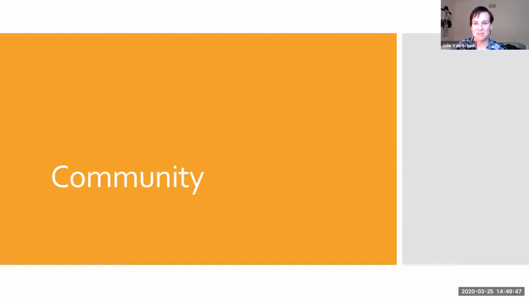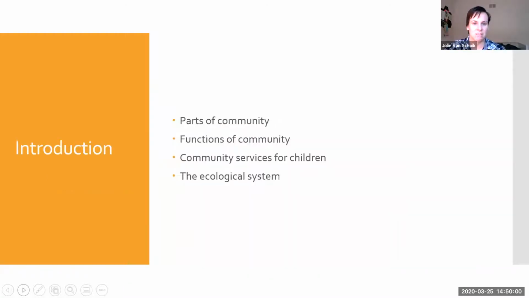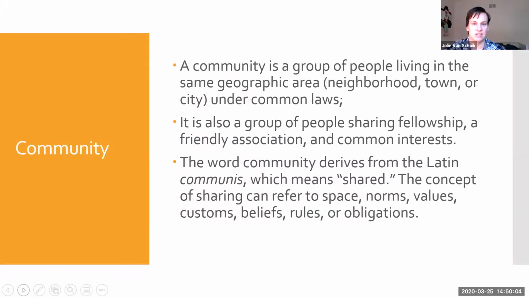So this is community. We are going to look at the last of our microsystems. We've done the child in the middle, we've done family, school, peers, and media, and now we are doing community. We're going to look at the parts of the community, functions, and community services.